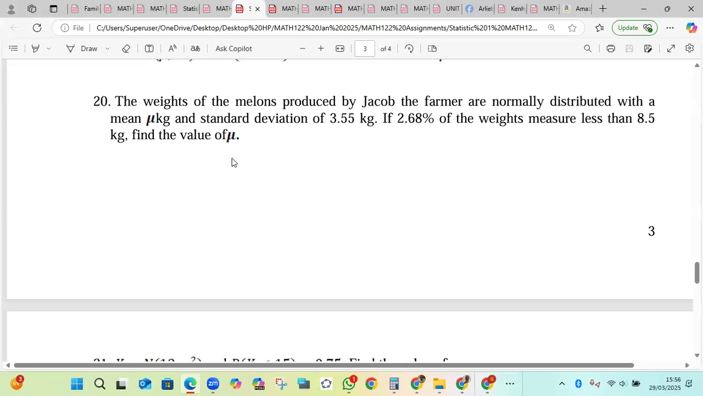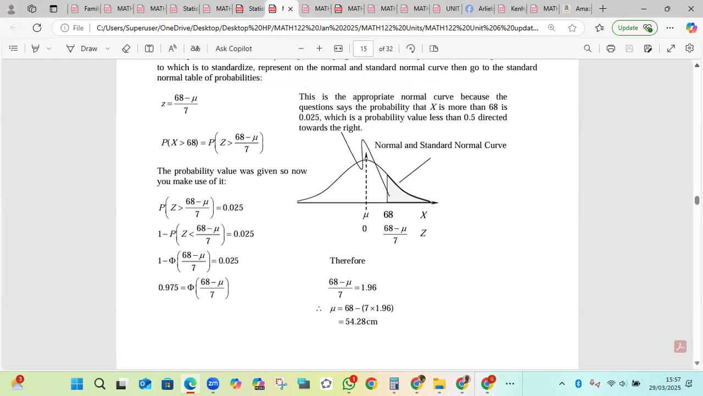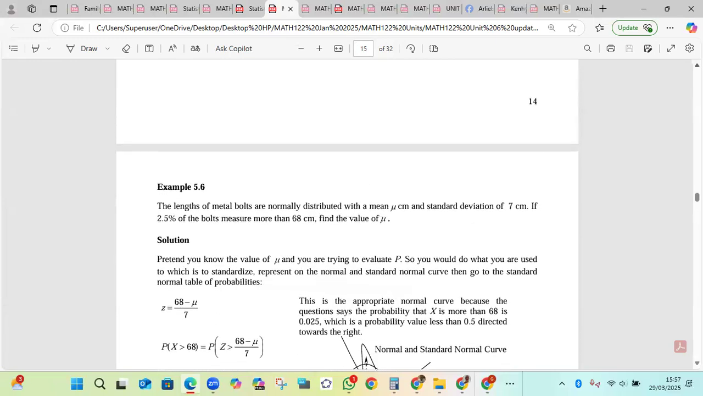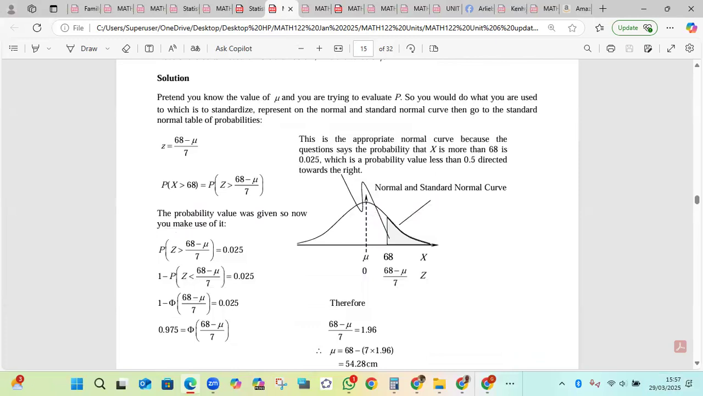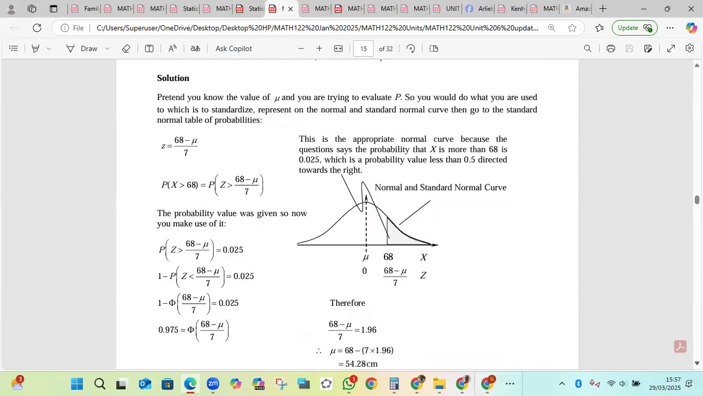I hope this helps with the solution for number 20. You can use the algorithm on page 15, example 5.6. The only difference is that you've got to attach a negative sign to your z after you obtain it from the table.